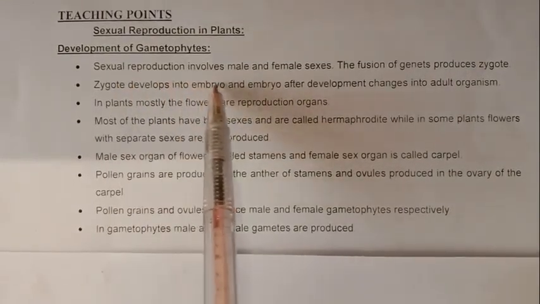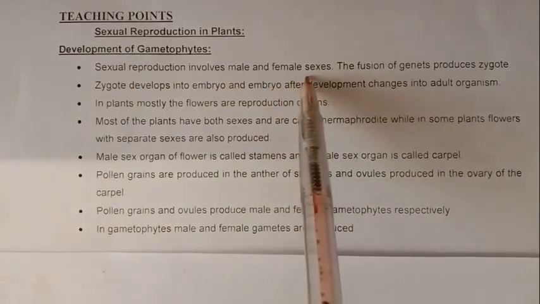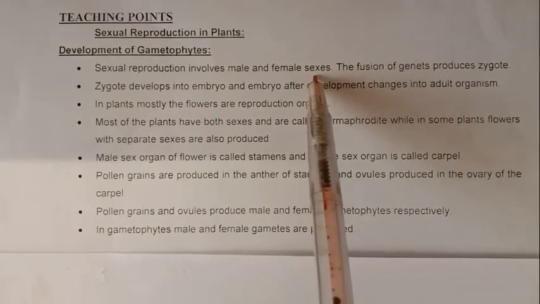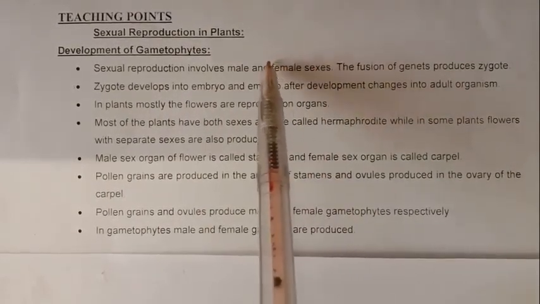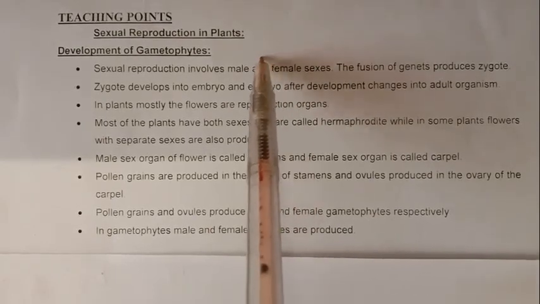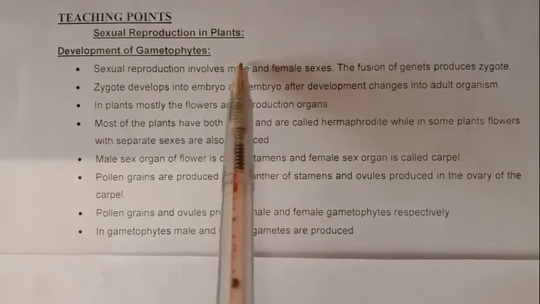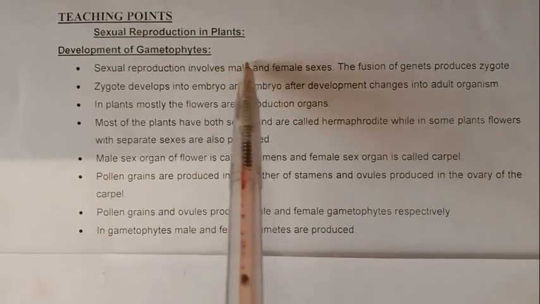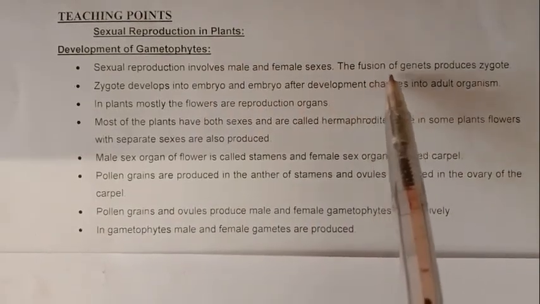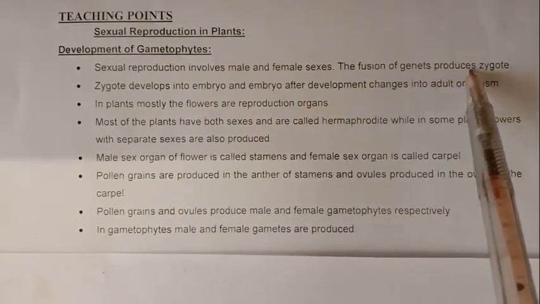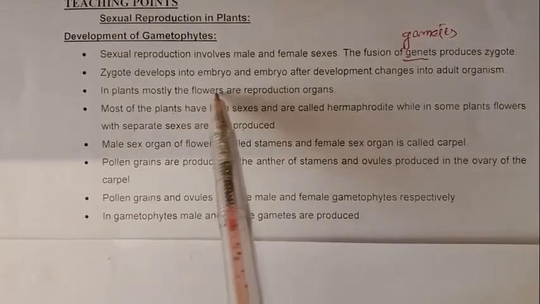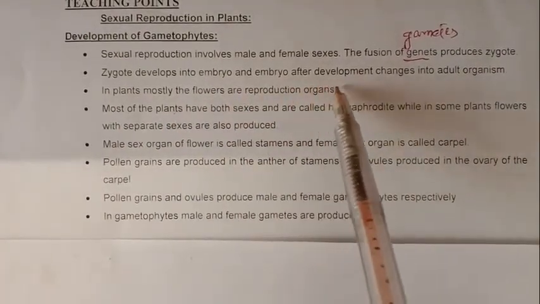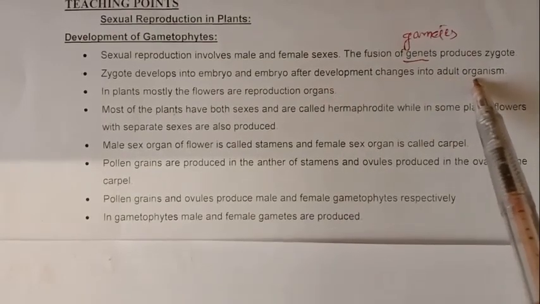Sexual reproduction involves male and female sexes. Sexes means gametes are produced: the female sex produces the female gamete, and the male sex produces the male gamete. The fusion of gametes produces a zygote. The zygote develops into an embryo, and the embryo after development changes into an adult organism.